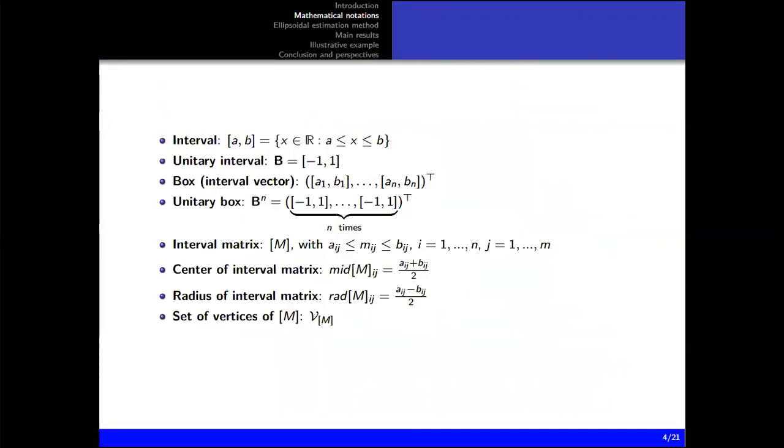Let's start with some notations and definitions. An interval [a, b] is given by the inequality x greater than or equal to a and less than or equal to b. A unitary interval is the interval [-1, 1], denoted by B. A box is a vector which contains intervals as elements. A unitary box is a vector composed of unitary intervals. An interval matrix is a matrix composed of interval elements, and its center and radius are given like this. The set calligraphic V_M denotes the set of the vertices of the interval matrix M.